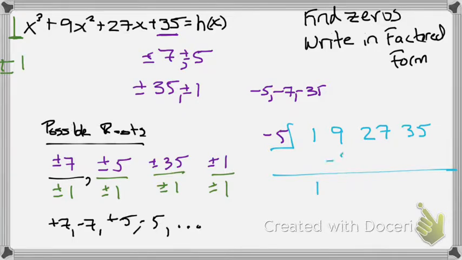1 multiplied by -5. 4 multiplied by -5. 7 multiplied by -5. And so we realize that -5 is a 0, which means what was one of the linear factors? X plus 5. And then we still have all of the stuff that we just found.